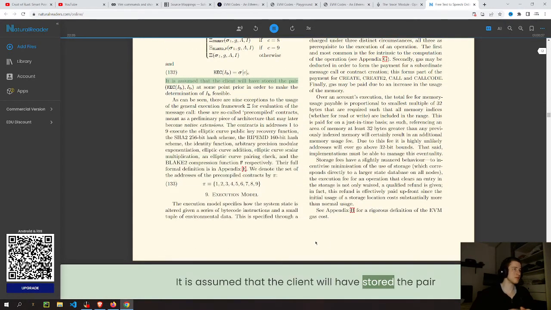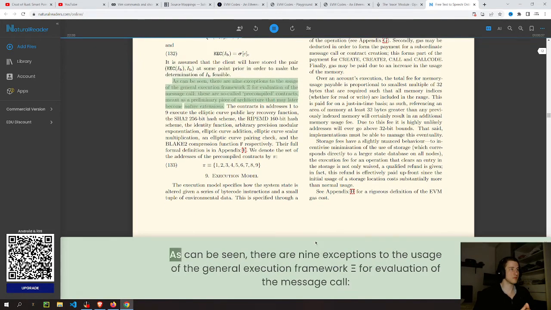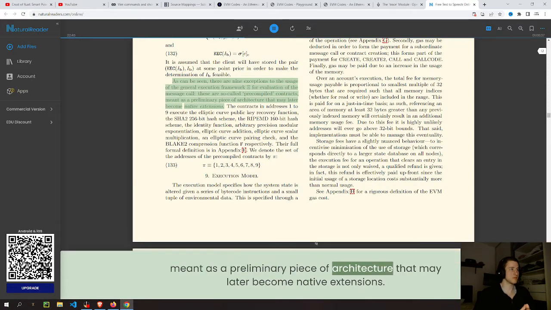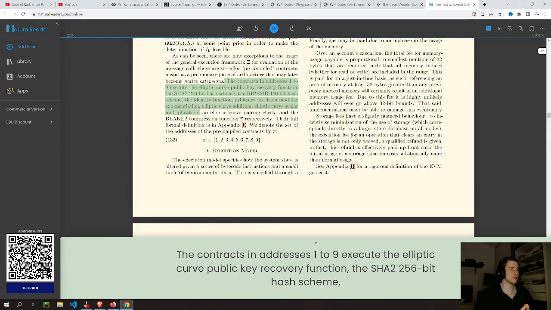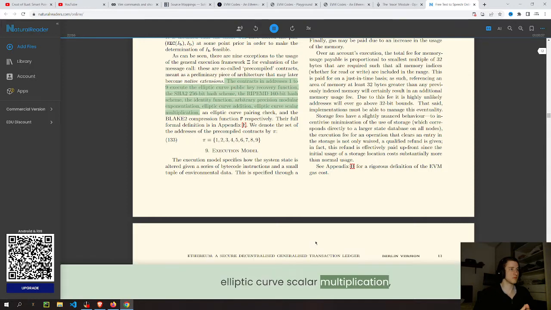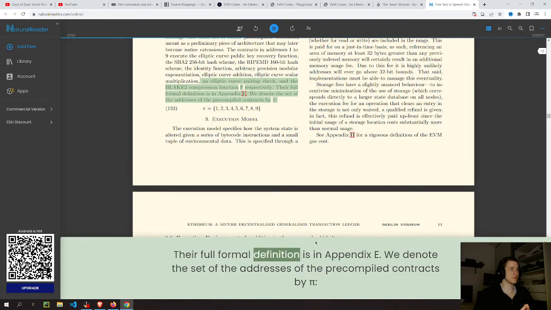It is assumed that the client will have stored the pair at some point prior in order to make the determination feasible. As can be seen, there are 9 exceptions to the usage of the general execution framework for evaluation of the message call. These are so-called precompiled contracts, meant as a preliminary piece of architecture that may later become native extensions. The contracts in addresses 1 to 9 execute the elliptic curve public key recovery function, the SHA-2 256-bit hash scheme, the RIPEMD 160-bit hash scheme, the identity function, arbitrary precision modular exponentiation, elliptic curve addition, elliptic curve scalar multiplication, an elliptic curve pairing check, and the Blake 2 compression function F respectively. Their full formal definition is in Appendix E. We denote the set of the addresses of the precompiled contracts by pi.